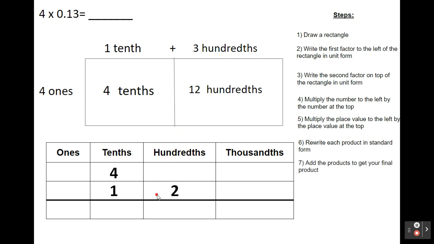Finally, we're going to add the products together in order to get our final product. So we'll add these numbers together. Since there's nothing in the hundredths place, let's put a 0 there. Now let's start by adding the hundredths. 0/100 plus 2/100 is 2/100. Now let's add the tenths. 4/10 plus 1/10 is 5/10. There's nothing in the ones place, so we can put a 0. Remember, the decimal point always goes between the ones and the tenths place. So let's put the decimal point here. Our final answer is 52/100, or 0 and 52/100.